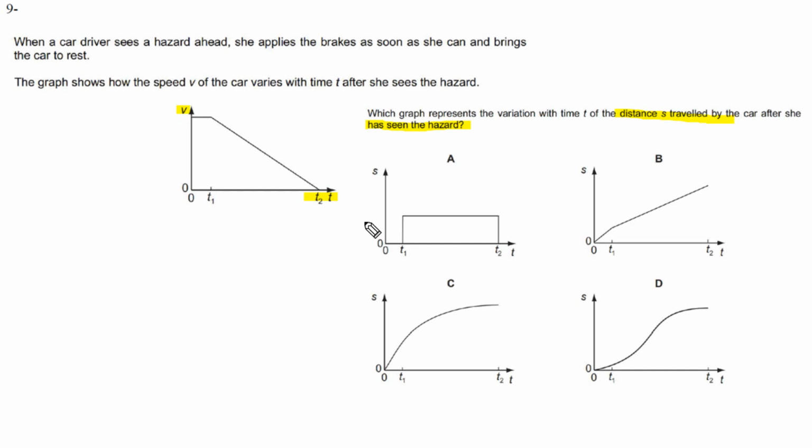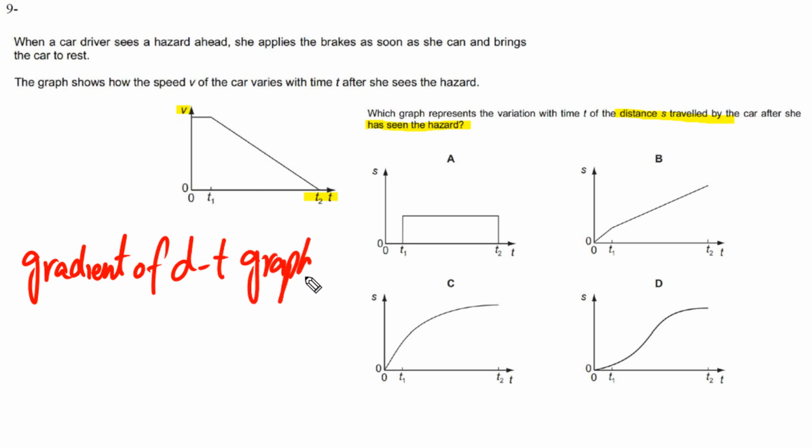The first thing we need to understand is that the gradient of the displacement time graph is equal to velocity. So the gradient of the displacement time graph is equal to velocity. Now we need to find out, as the velocity is constant here, that from this point to this point the velocity is constant.